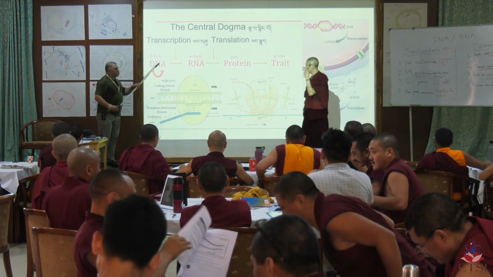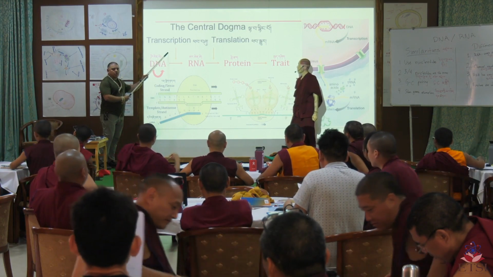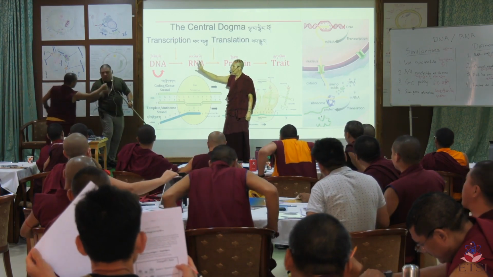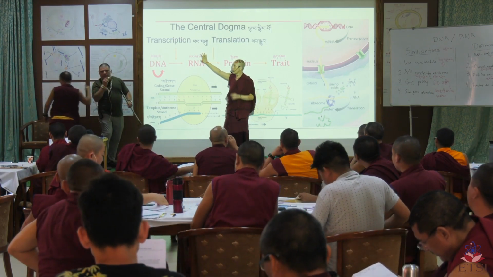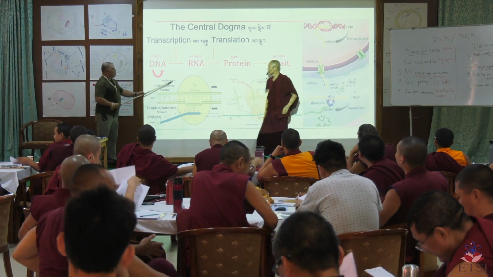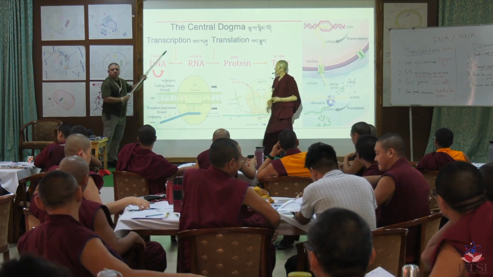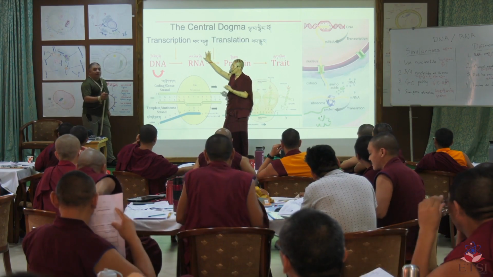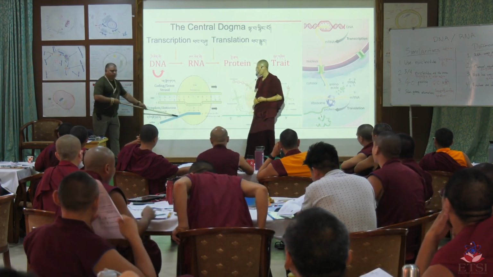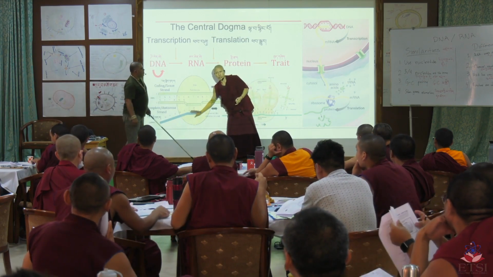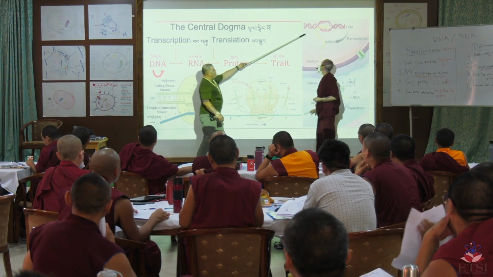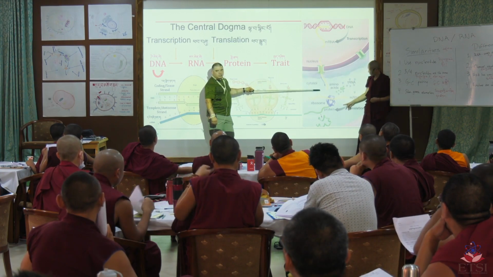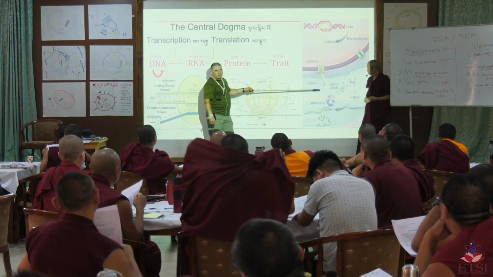So we have transcription, which happens where in the cell? In the nucleus, right? And what is the product of transcription? Messenger RNA, which we can see right here. The messenger RNA, which is produced in the nucleus, will travel out into the cytosol of the cell and bind to what?